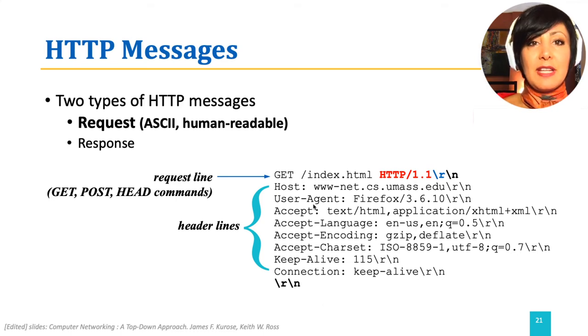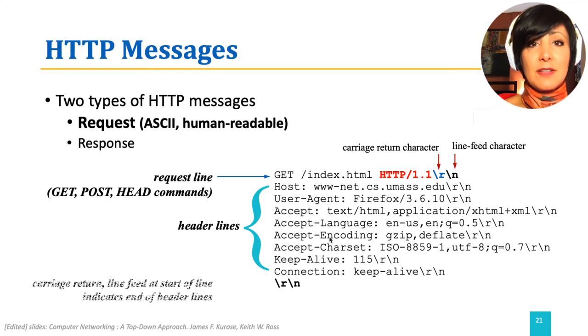The next few lines of the header specify information about the browser to the server. The last line of the header lines, the connection, specifies the persistent or non-persistent connection option. If it says keep-alive, the browser is requesting a persistent connection. And if it says close, it means the browser would go with a non-persistent connection. Please also note that carriage return and line feed are used to separate the request line from the header lines, as well as at the end of the header lines.